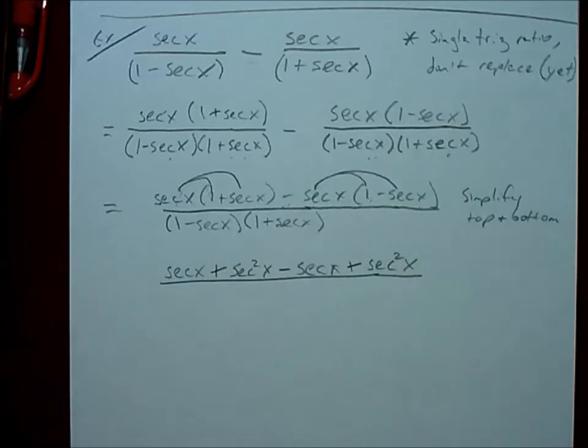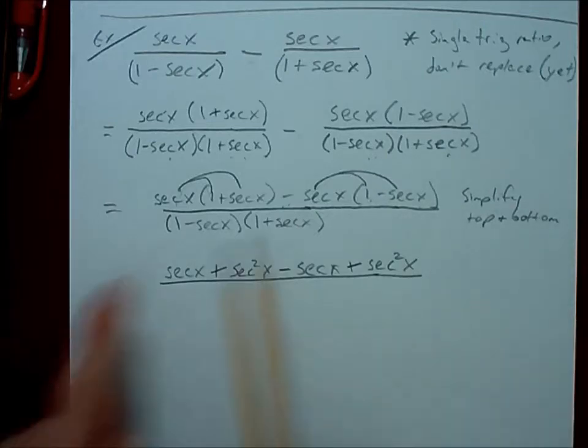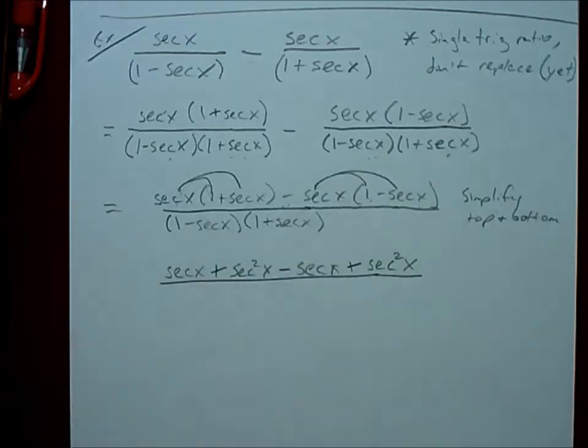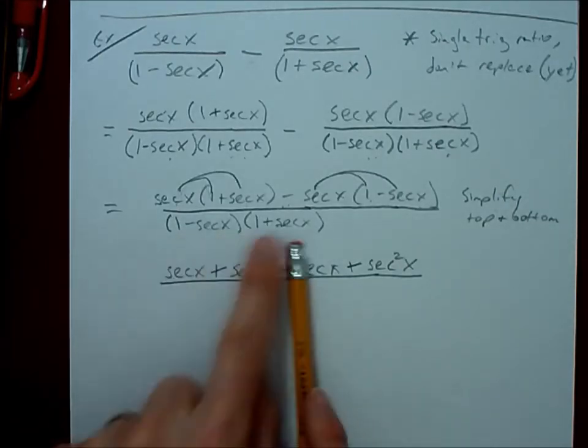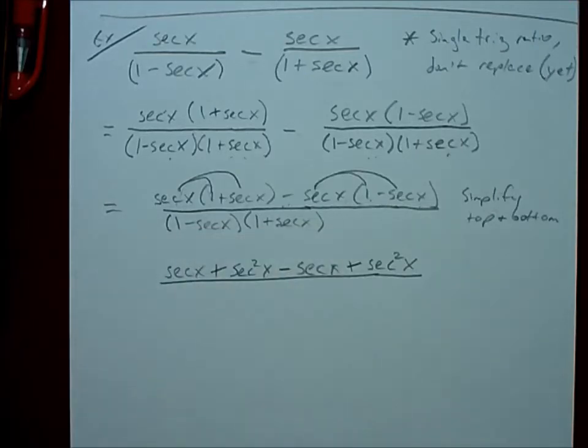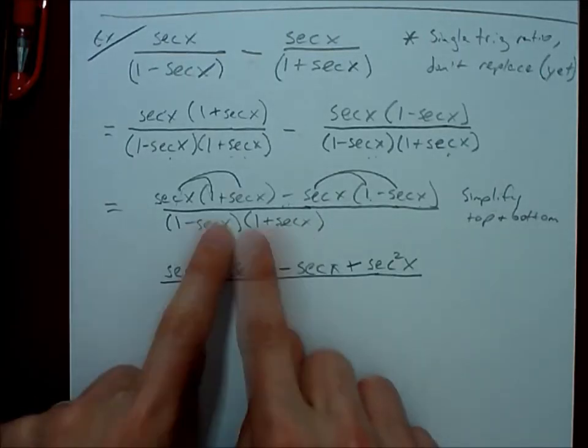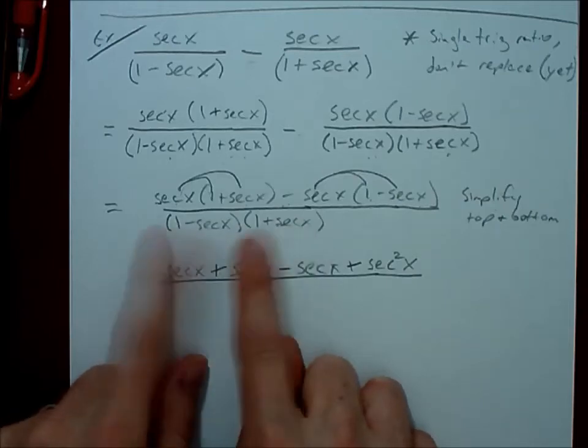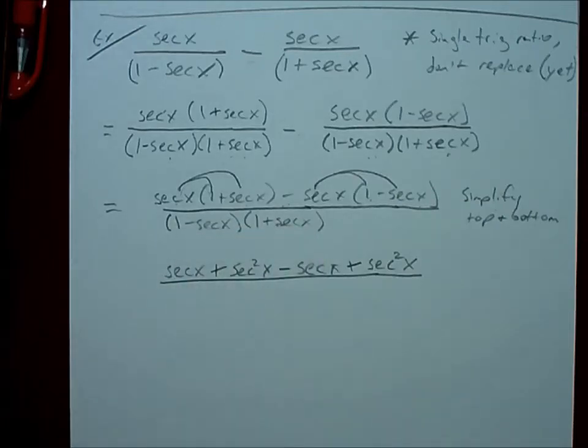Now let's look at the bottom. We've got this thing times that thing. So we need to multiply them together. And what's the method you usually use to multiply two binomials together? Yeah, you can FOIL them. Now again, this is that special case of FOIL where the middle two terms actually cancel themselves out. This is a difference of squares. If you see that, that'll save you some time.